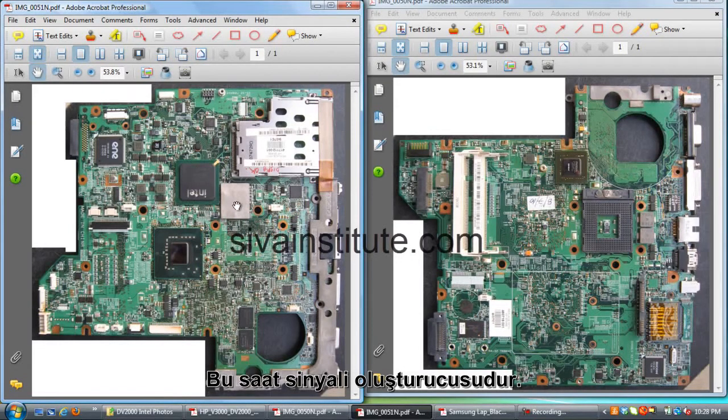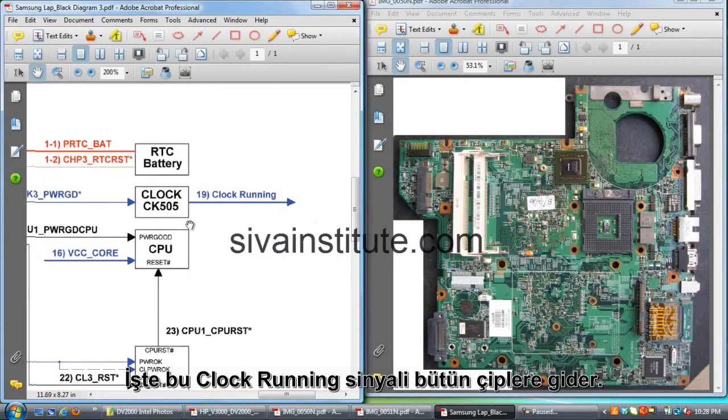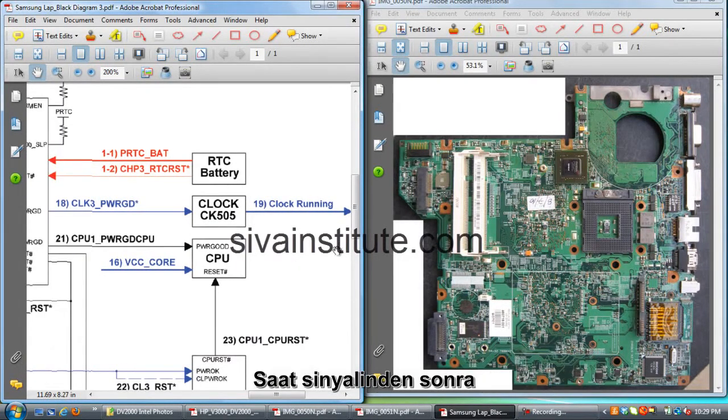On the bottom side, the clock generator IC is there. This VR clock power good, clock power on voltage goes to this regulator IC. This clock generator starts the clock signal, and this clock signal goes to all chips, CPU and GMCH and IO controller and ICH, and this is the graphic controller. All clock signals go to all these ICs. This clock running signal goes to all ICs, all chips.